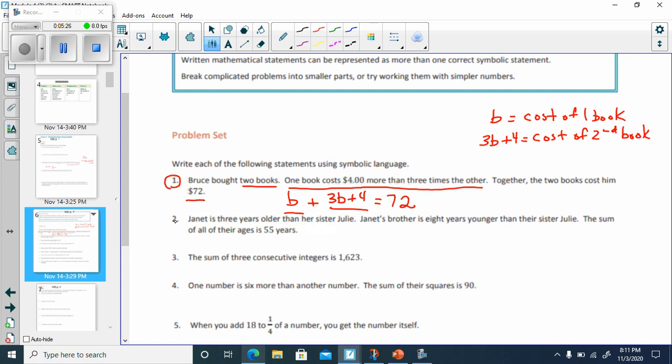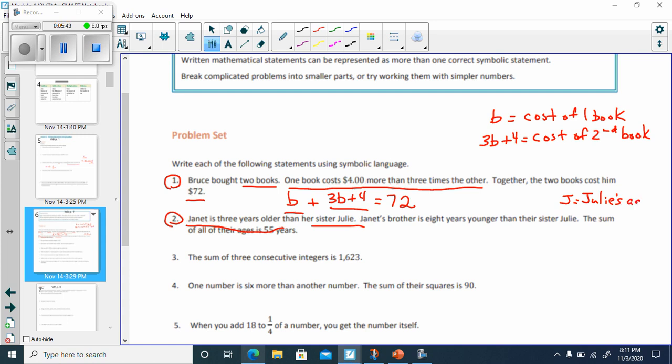Let's look at number 2. Janet is 3 years older than her sister Julie. Janet is 3 years older than Julie, right? So we're comparing to Julie. Let's start with this. J is equal to, and what are we talking about with Julie? We're talking about Julie's age. See, I'm setting up my key here.